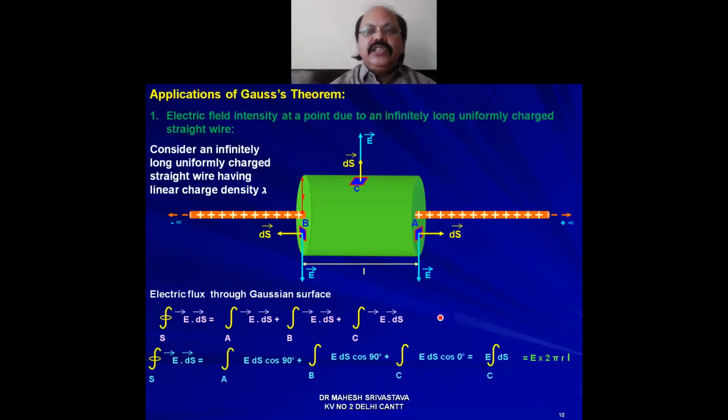For that purpose we consider an infinitely long uniformly charged straight wire having linear charge density lambda. If you remember, linear charge density means the charge is uniformly distributed over a line. So here this orange line is representing an infinitely long uniformly charged straight wire having linear charge density lambda. Now we choose an appropriate Gaussian surface. Here we have taken a cylindrical Gaussian surface.